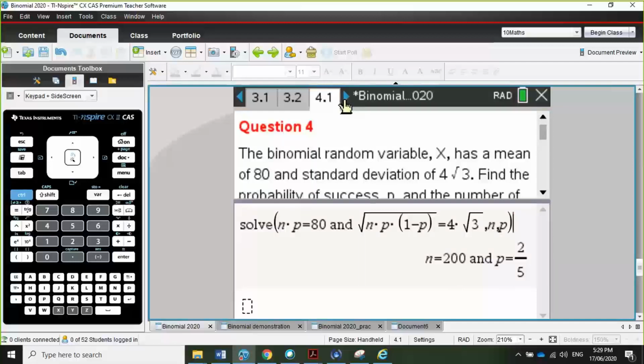Of course, you can check your answer is correct by multiplying N and P and checking that you get 80, and finding the standard deviation, making sure you get 4√3.